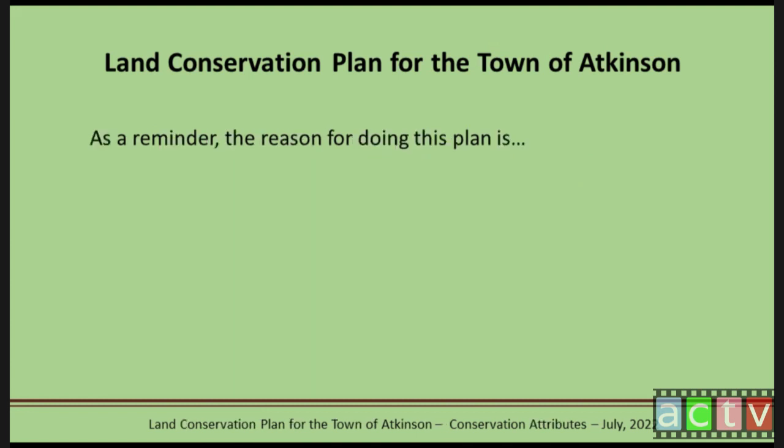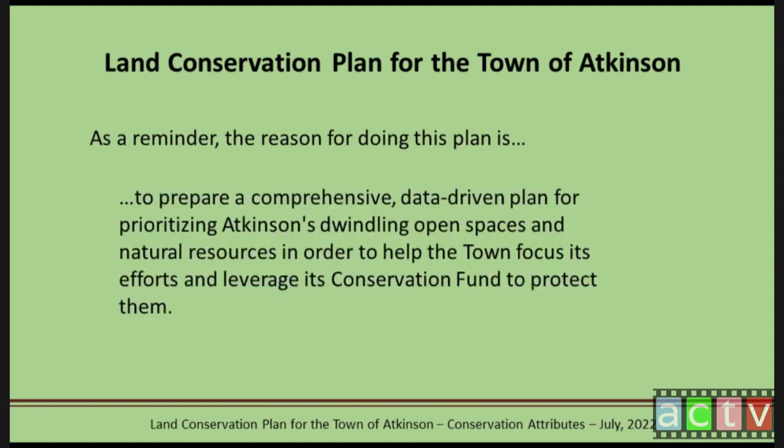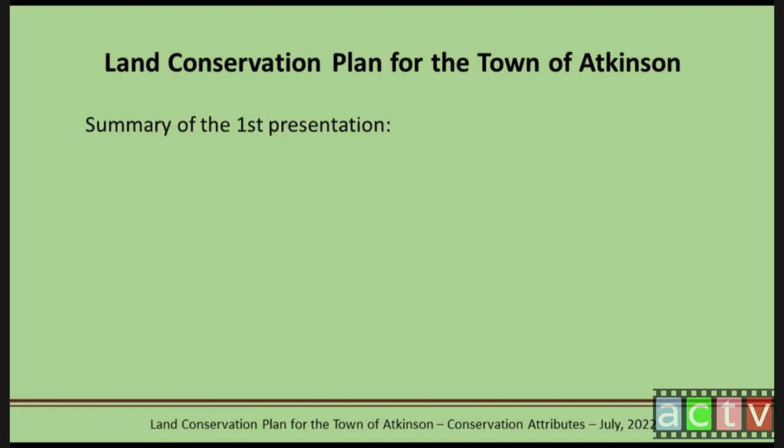So the reason for doing the plan is to prepare a comprehensive data-driven plan for prioritizing Atkinson's dwindling open spaces and natural resources in order to help the town focus its efforts and leverage its conservation fund to protect those things. In other words, we don't want to spend time and money trying to conserve land that is of low environmental value. That's basically the gist behind the plan.